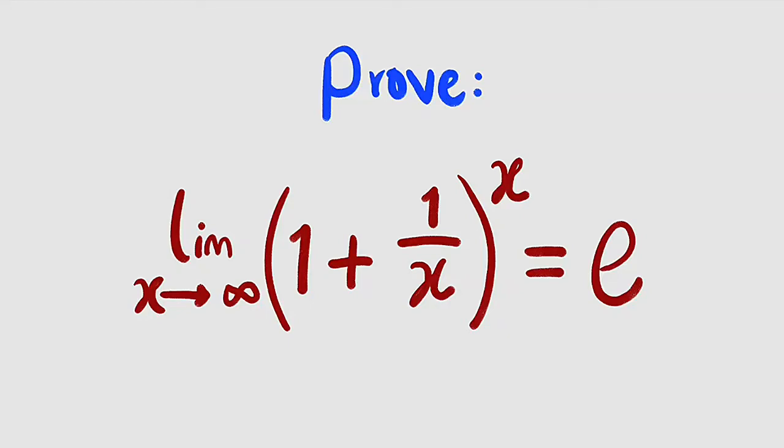Hello, good day viewers. In this tutorial we want to prove that the limit of the function (1 + 1/x)^x, as the value of x approaches infinity, is exactly equal to e. I would like to transform the left hand side and show that it is equal to the right hand side.